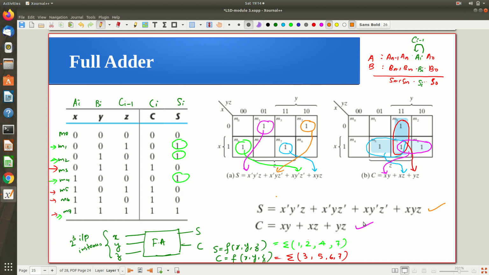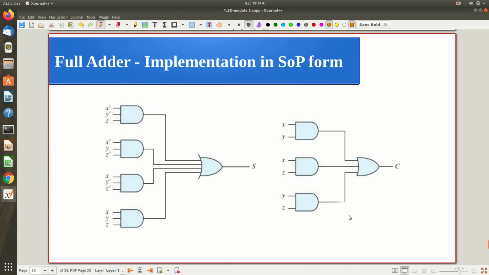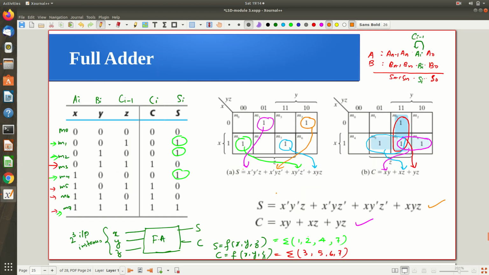For implementing the sum, you have to use 1, 2, 3, 4 AND gates, 3 input AND gates, and an OR gate. So you can use it like this. This is AND gate 1, AND gate 2, AND gate 3, and AND gate 4. So 4 AND gates you are using, and finally all the outputs you are ORing, and you will get the final sum. Right.